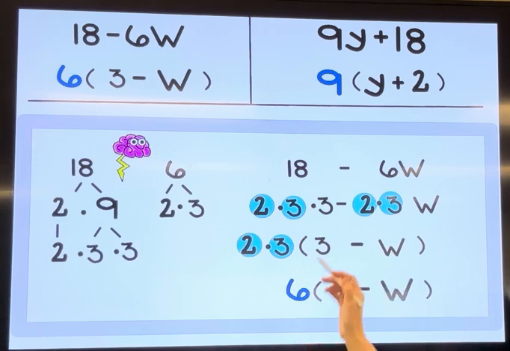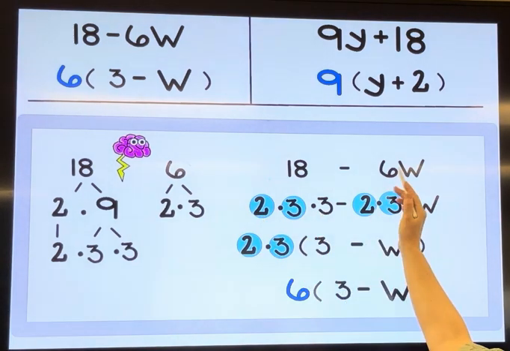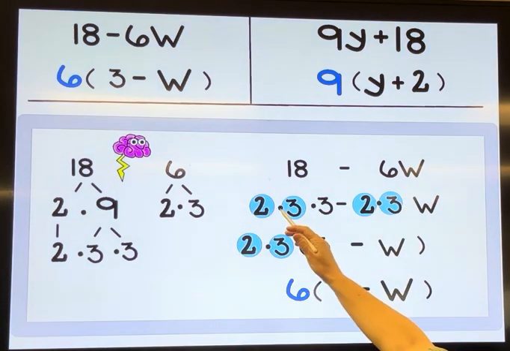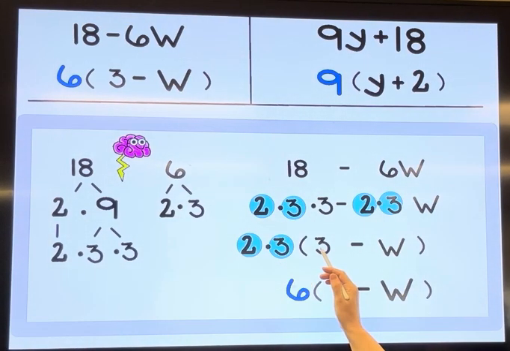So worst case, you can expand this, look for what's the same and put it out in front of the parentheses, and then write down what's left over inside the parentheses.